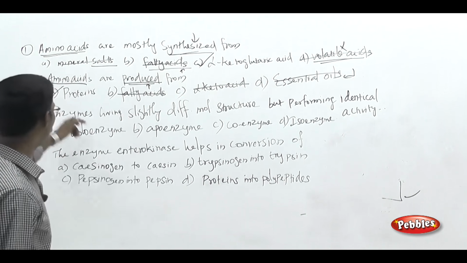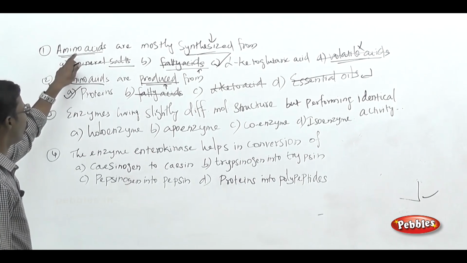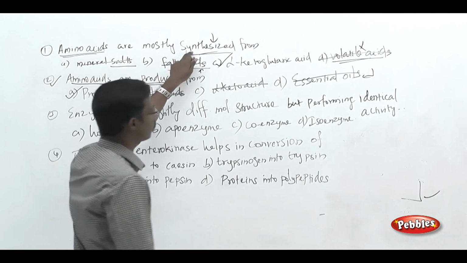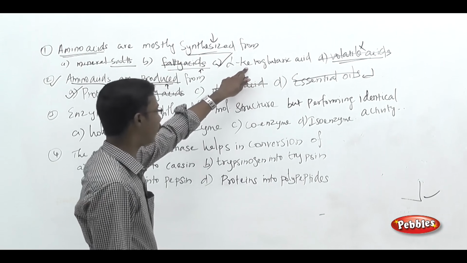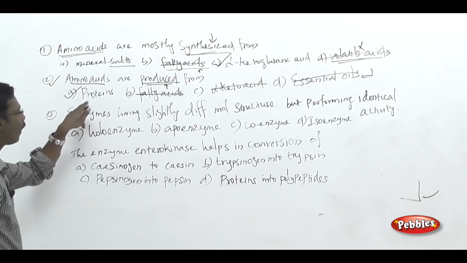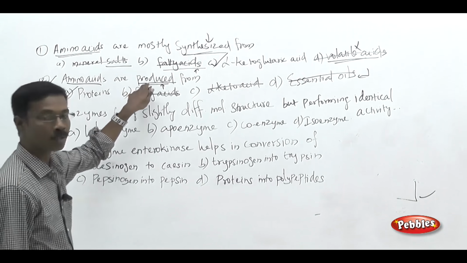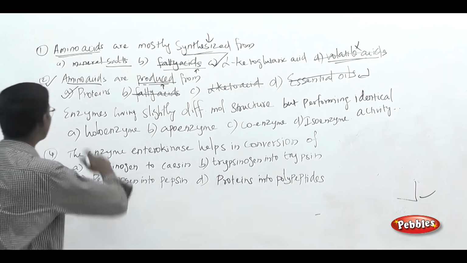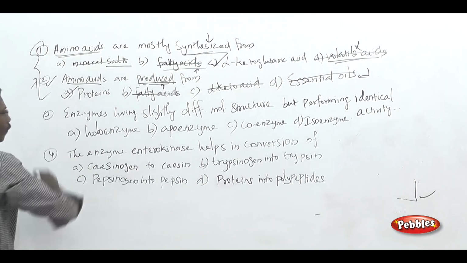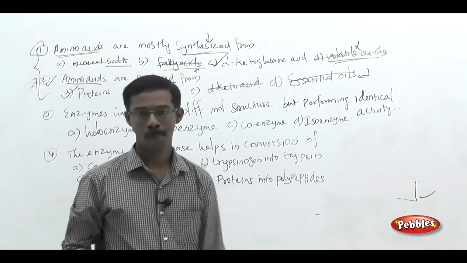Okay, so now you can differentiate these two questions. As I told you, amino acid synthesis is from alpha ketoglutarate acid. If you are going to degrade the particular proteins, you will produce amino acids. Okay, so this is the difference you have to remember in the case of amino acid synthesis and production.